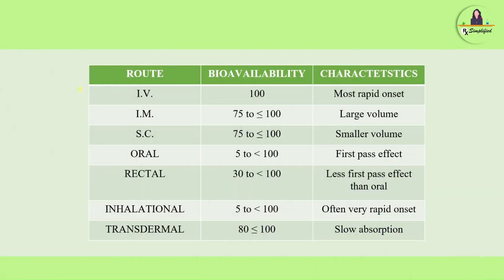This table represents the different bioavailability for different routes of administration. For intravenous, the bioavailability is 100. For intramuscular, bioavailability is 75 to near about 100. For subcutaneous, bioavailability is 75 to near about 100. For oral, bioavailability is 5 to less than 100. So, bioavailability of oral is very low.